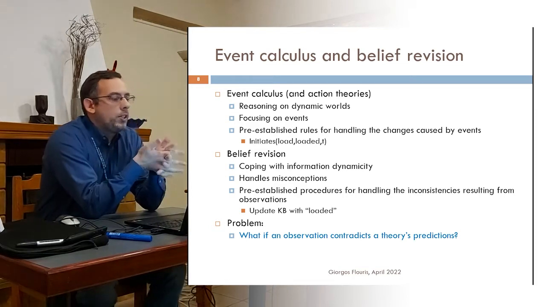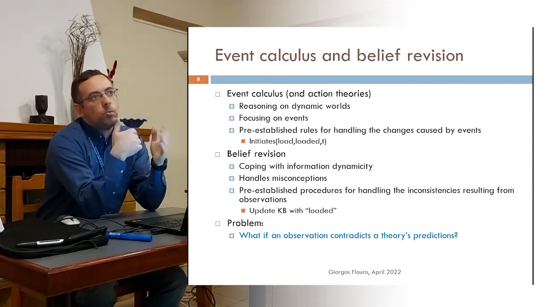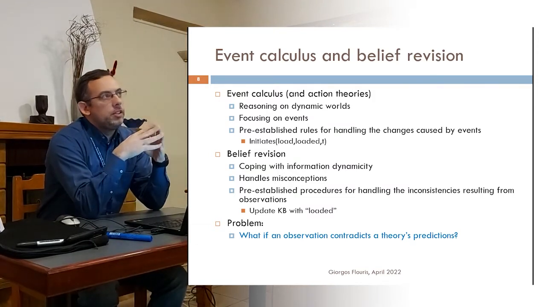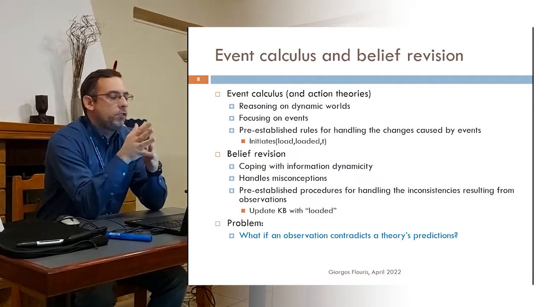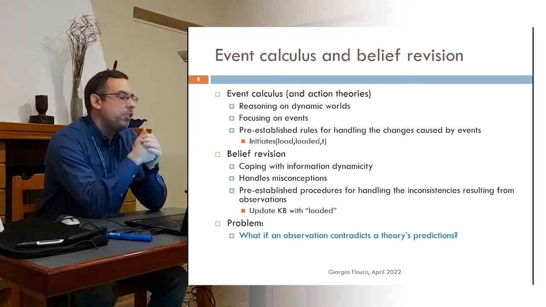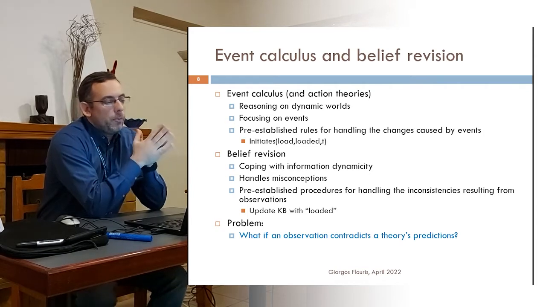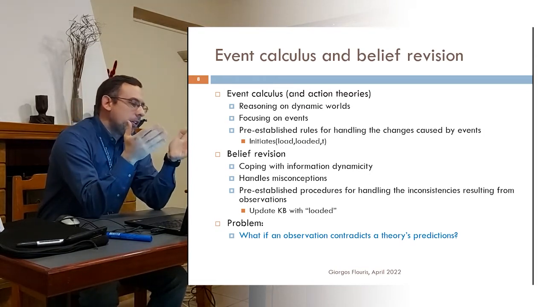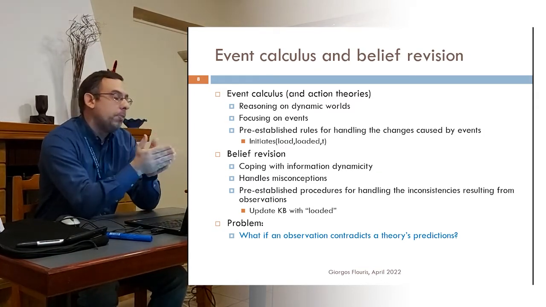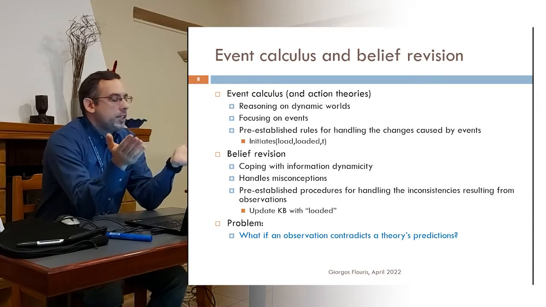Now, the question is, what is the relation between event calculus and belief revision? Because event calculus, as you saw already, has a way to model change and changes that happen due to events. However, event calculus is dealing with an explicit representation of events, and there are pre-established rules for handling the changes that are caused by events, whereas belief revision copes with information dynamicity and allows us to handle misconceptions. So, for example, when an observation contradicts the predictions of a theory, then the theory obviously has a problem, and only belief revision can get us out of this problem. Event calculus will simply collapse because the theory will get an inconsistent result.